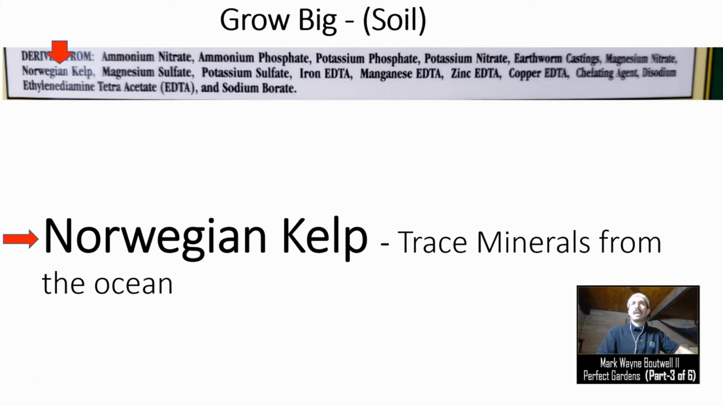Anyways. Okay, Norwegian kelp. These are trace minerals from the ocean. That's why any type of kelp product is such a great product, because everything dumps into the ocean, so the ocean has all these different varieties of trace minerals.